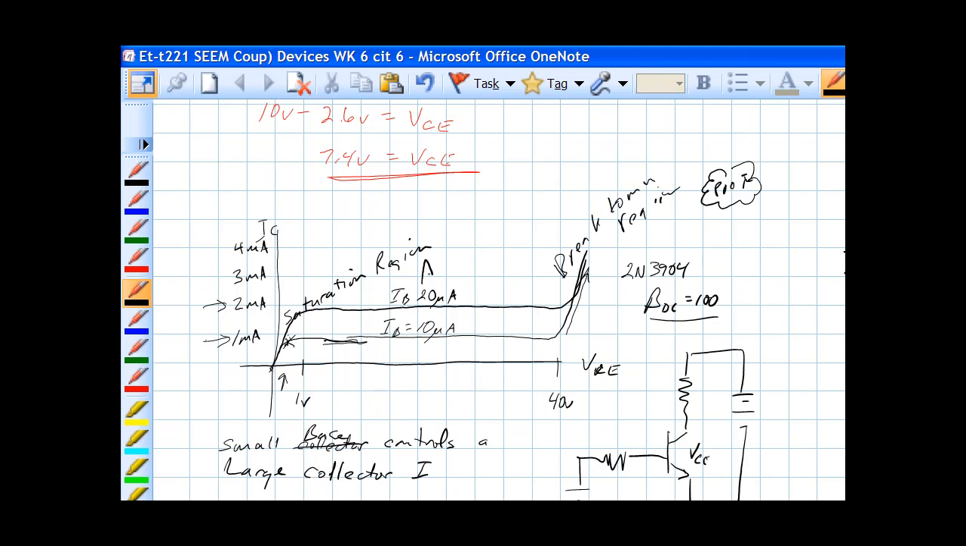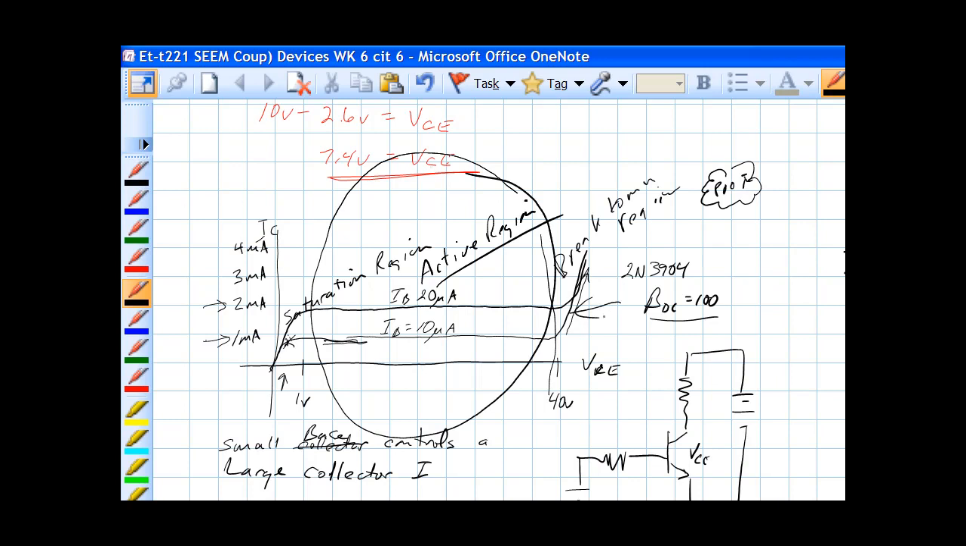Yeah, I forgot to tell you. This is the active region. You want to design your circuit so that the transistor is operating in here. Otherwise, you have the region where the transistor lets the smoke out, or you're dealing with a region that you can't really predict.